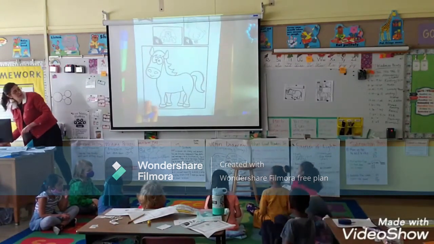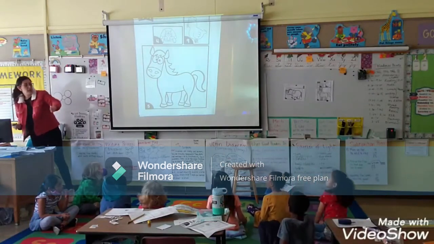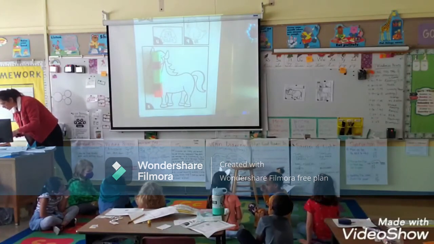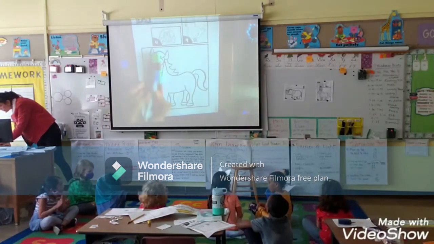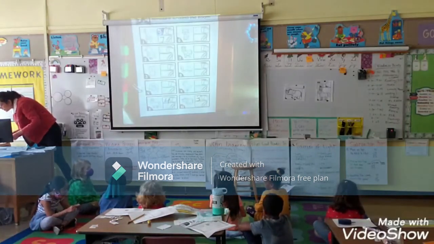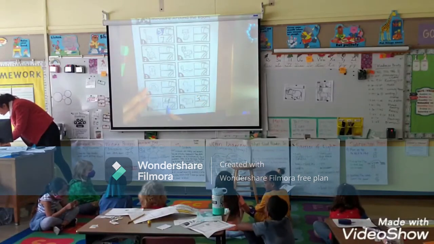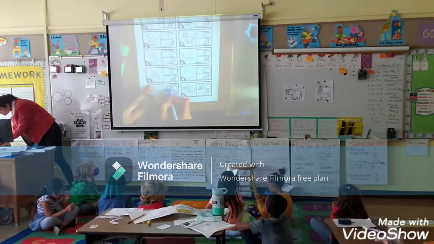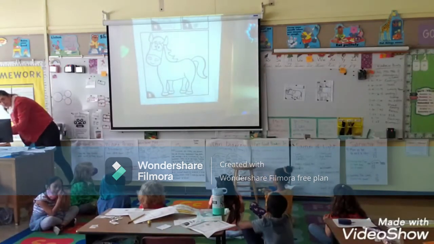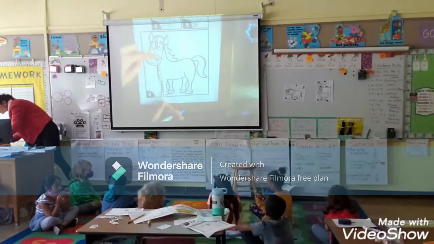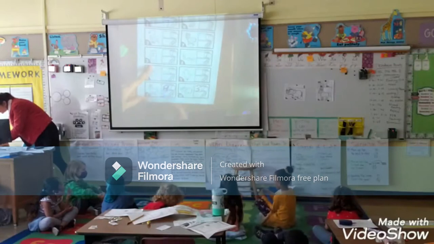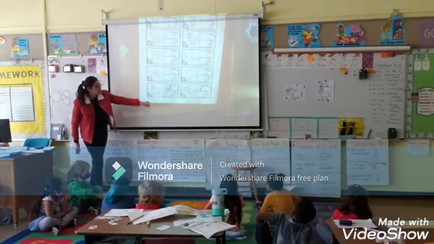If you see the horse over here, I will use the cubes. I want everybody to pay attention over here on the projector. So I use the cubes. 1, 2, 3, 4, 5, 6, 7, 8. So by using the cubes, the length of the horse is 8 cubes long. And then I will use the paper clips again and do the same thing. 1, 2, 3, 4, 5. So the length of the horse using the paper clips is... That is the 8 cubes long.